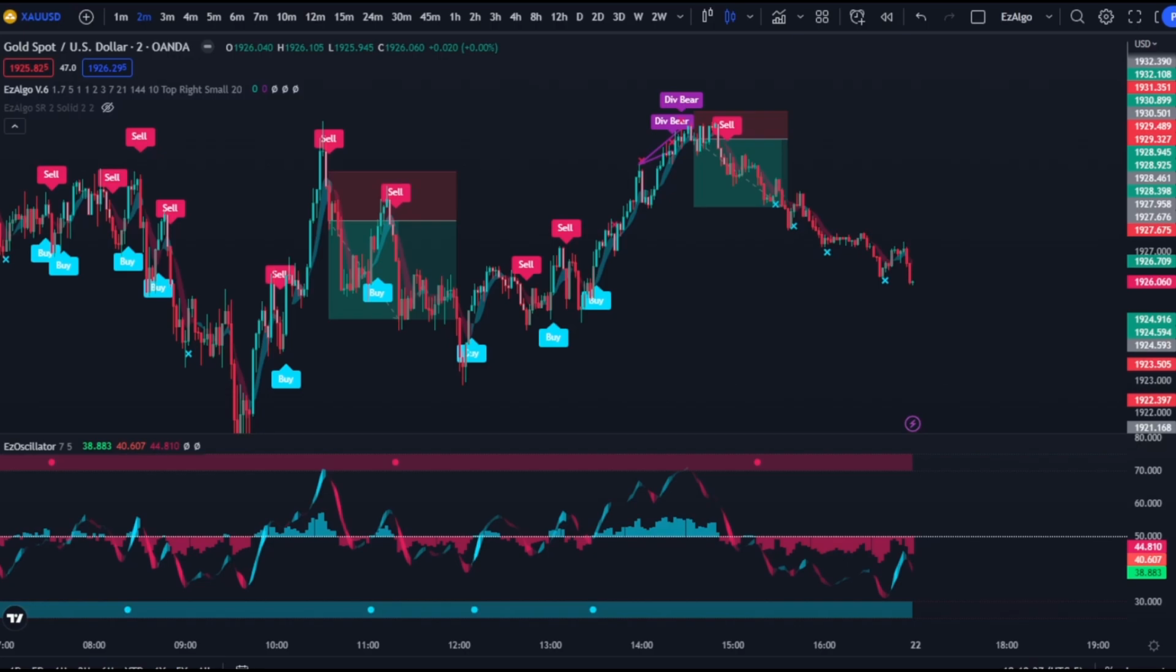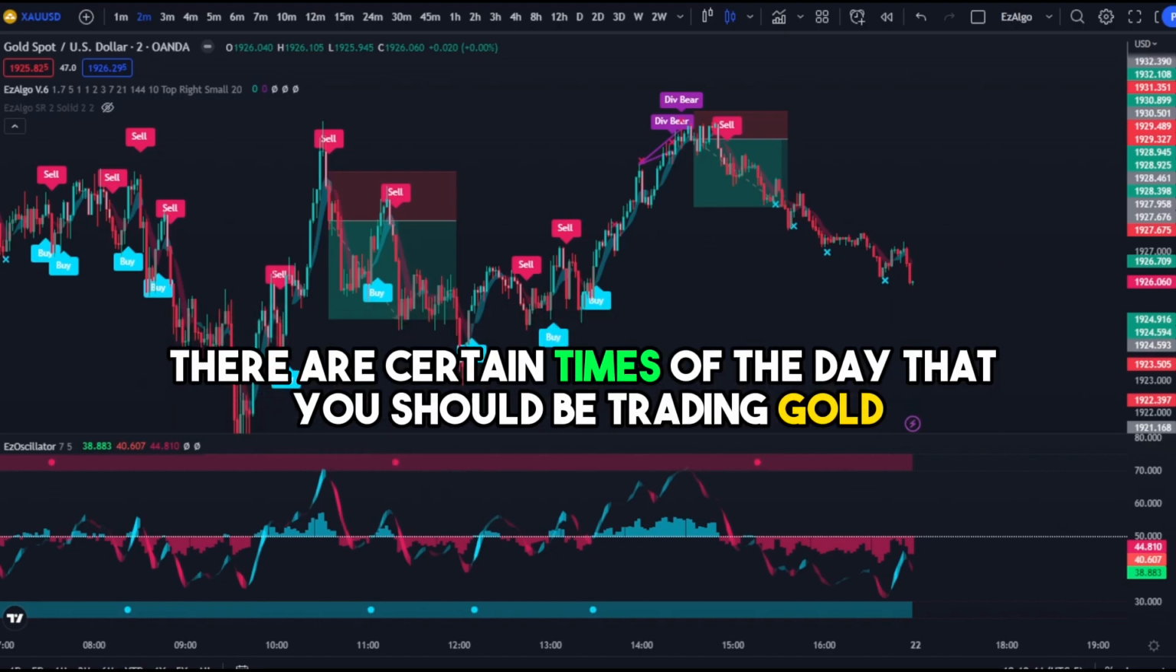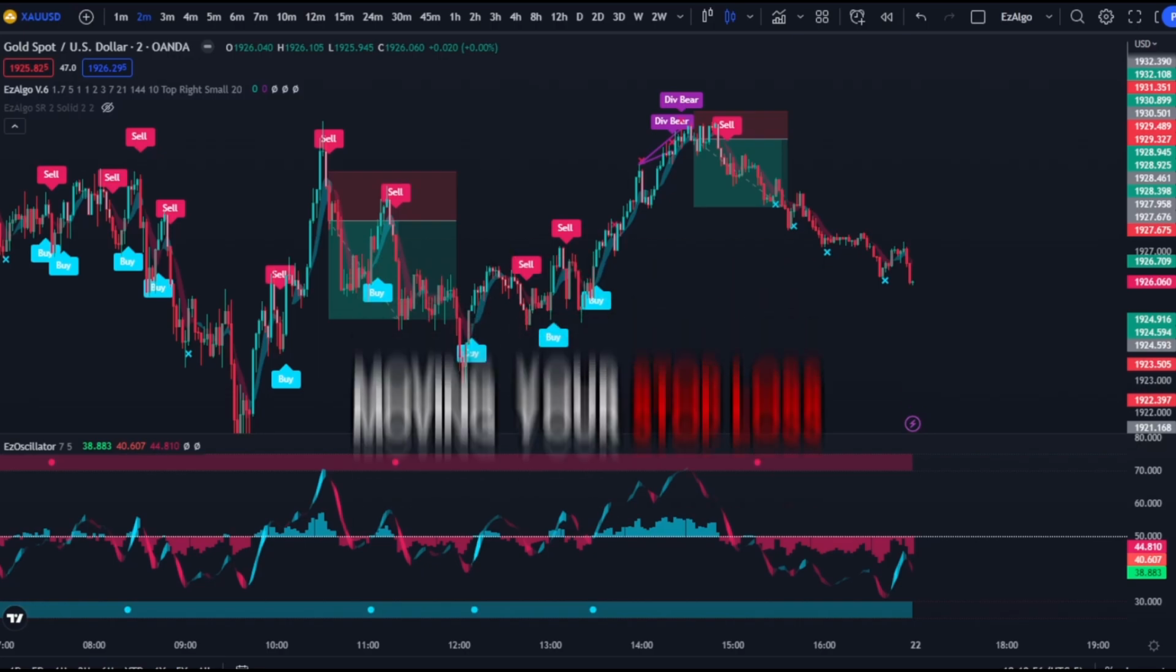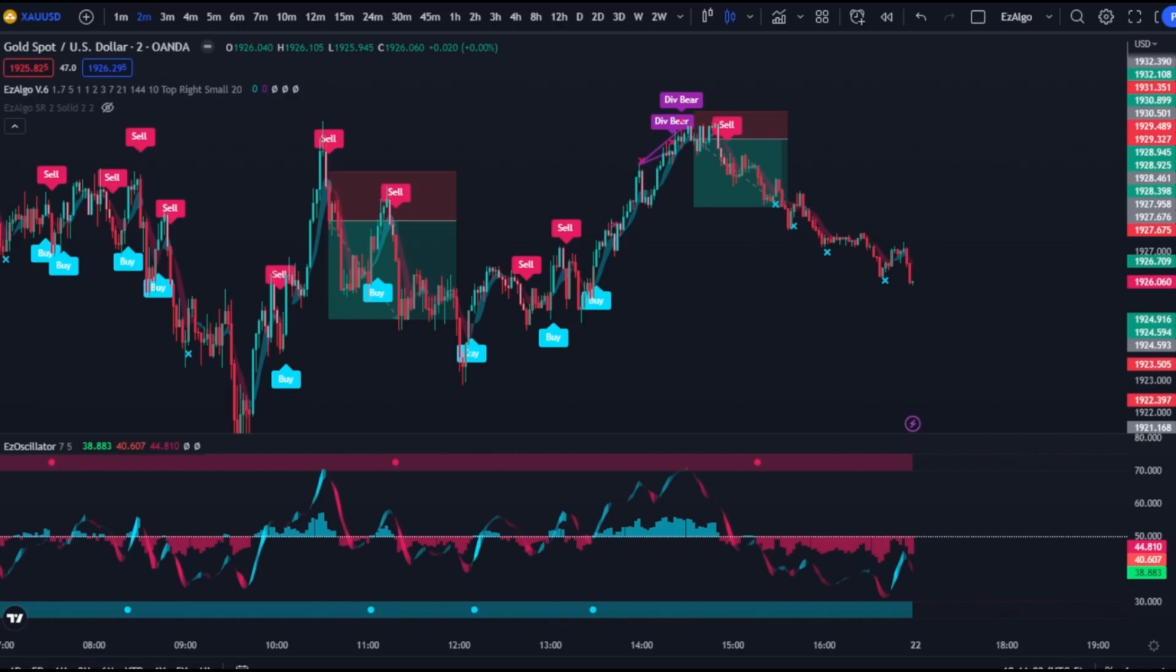The first thing it did not take into account are the times of the day. There are certain times of the day that you should not be trading gold. I did not take that into account when I was backtesting. The second thing I didn't take into account was moving stop loss. I can't tell you the amount of trades that hit a 1-to-1 or even a 1.5-to-1 risk to reward and then went the other way and stopped us out.